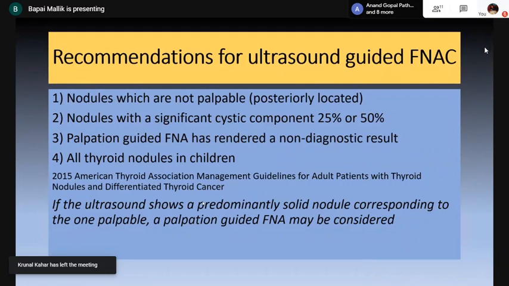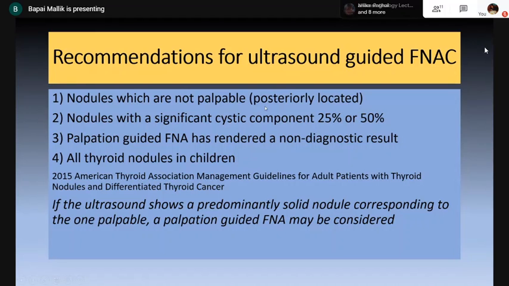So, when do you go for an ultrasound guided FNAC? The first one, you go for an ultrasound guided FNAC when the nodules are not palpable, and most of them are posteriorly located nodules. So, primarily, any nodule which is not palpable, and fulfills other criteria that we are going to see very soon, should go under ultrasound guided FNA.